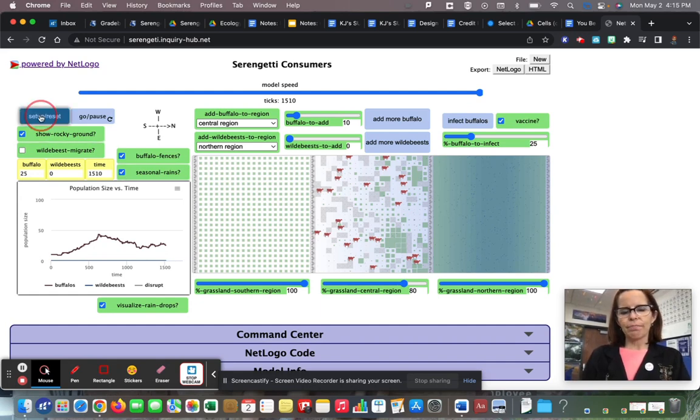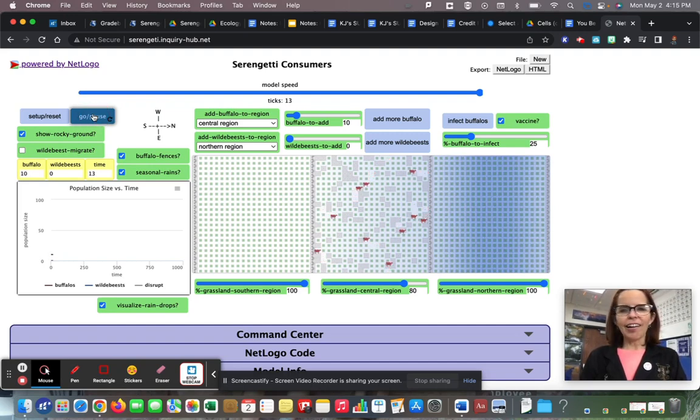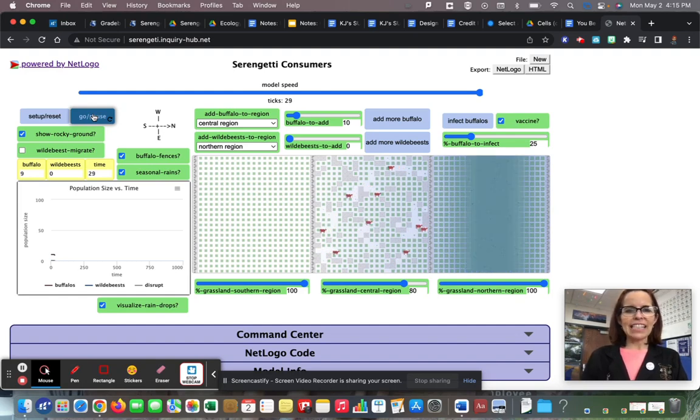So let me hit setup reset, and we'll keep the grassland at 80%. I hit setup reset, but it takes it a moment. It's really straining my computer's brain. There we go. All right, so I'm going to go ahead and hit go. And now they are off and running and eating. And I will pause our video and I'll come back when it's to time 1500.